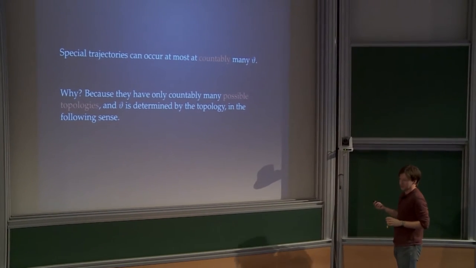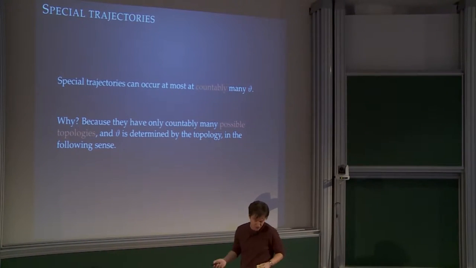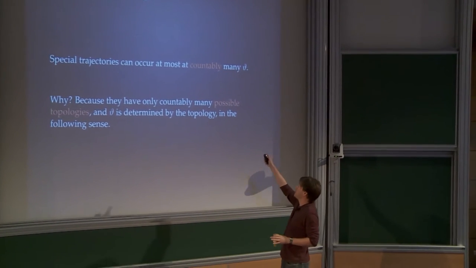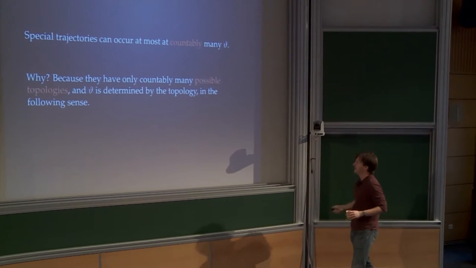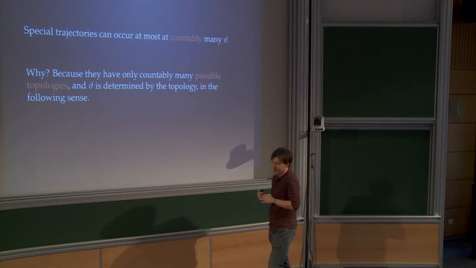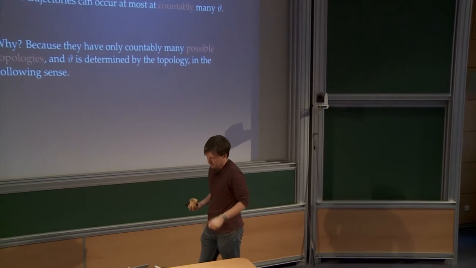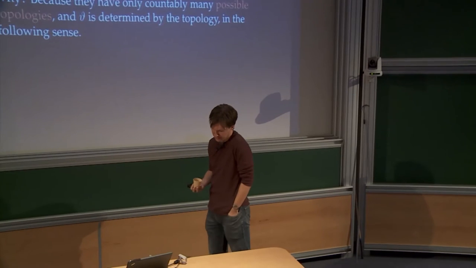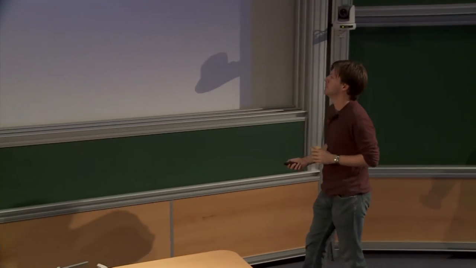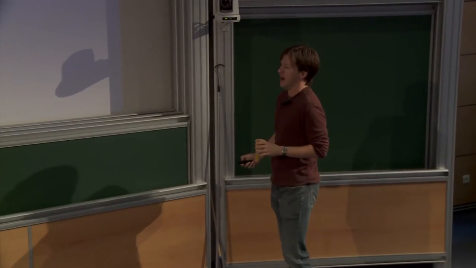So let's start thinking about this question. A first very preliminary comment about it is that these special trajectories can't occur too much. They can only occur at most at countably many phases. Why is that? It's because, as I'll explain in a second, they only have countably many possible topologies. The parameter theta where the thing occurs is actually determined by its topology, in the following sense. I'm about to say what topology means.